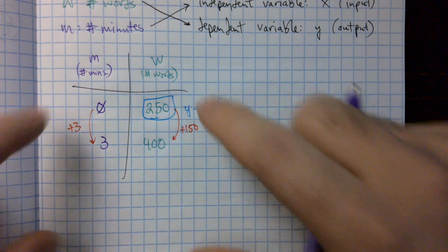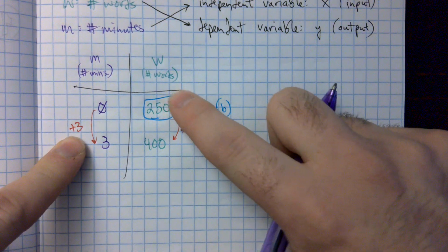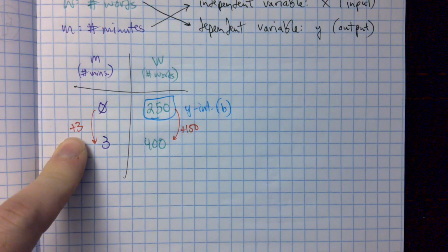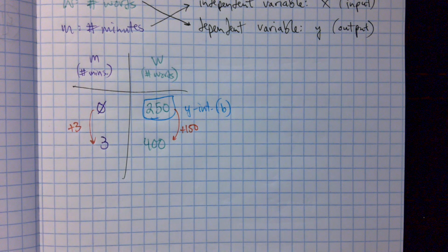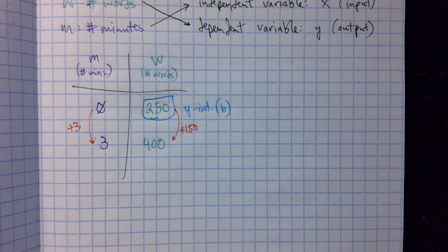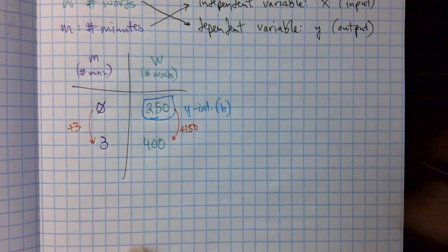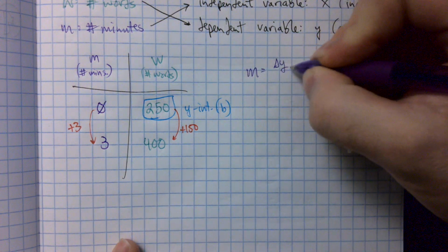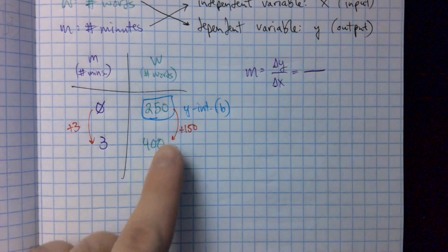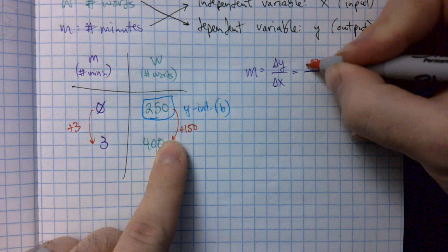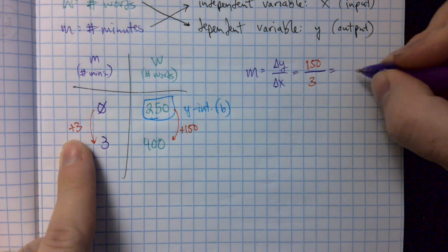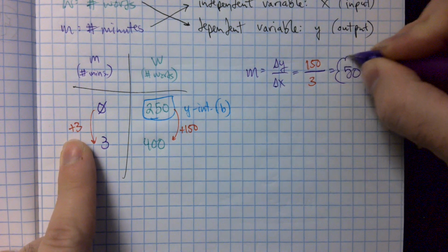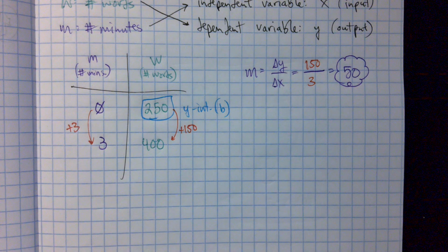I could find my slope or my unit rate by dividing the change in y, or in this case the change in w, divided by the change in m, or typically it's the change in x, right? Because, what color is it? Purple? M is equal to the change in y over the change in x. Here the change in y was 150. The change in x was 3. Well, what's 150 divided by 3? That would just be 50.